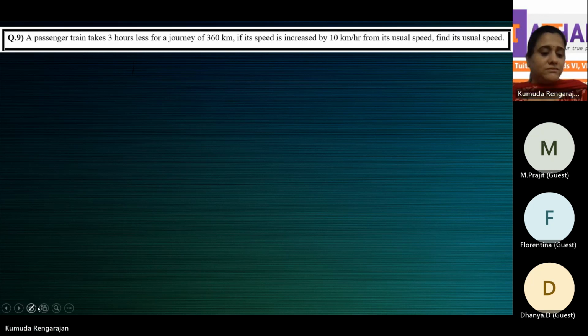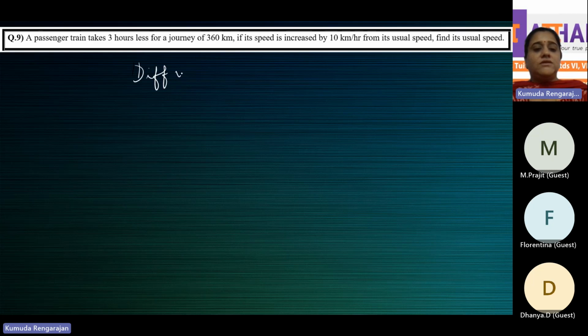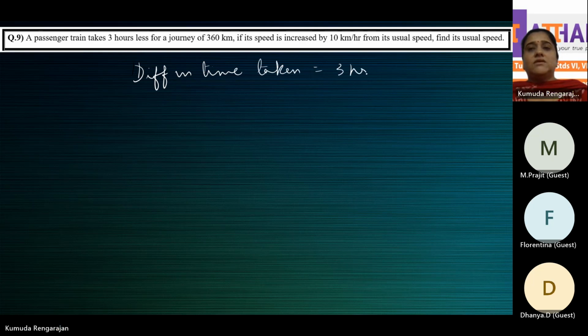There will be a difference in time taken, because when the speed is less, the train will take more time. When the speed is more, the train will take less time. The difference in the time taken is 3 hours. So that is the equation: difference in time taken is equal to 3 hours.